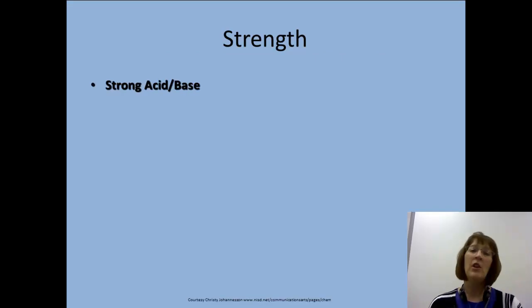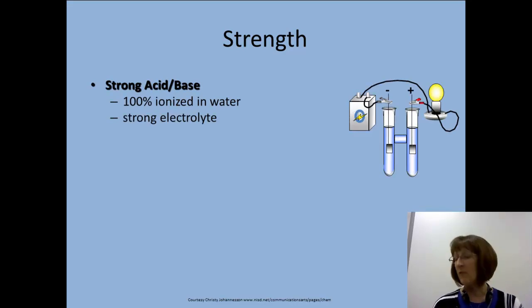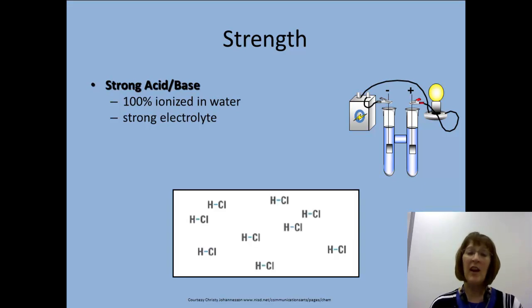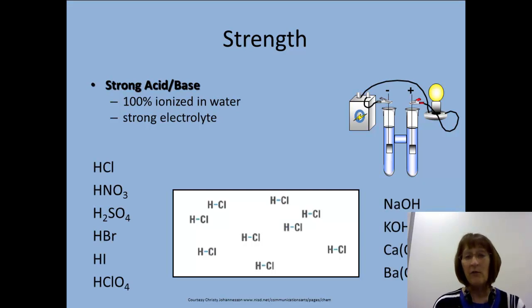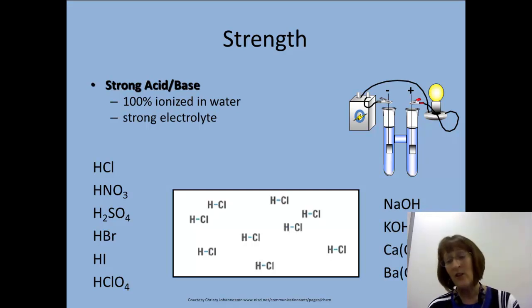Strong acids and bases are 100% ionized in water. They're strong electrolytes. It lights up the little light bulb over there very nicely. When you have the H and the Cl, they completely separate. All of the H's separate from all of the chlorines. Examples of strong acids are on the left-hand side: HCl, HNO3, H2SO4, HBr, HI, HClO4. On the right-hand side, you have some strong bases: sodium hydroxide, potassium hydroxide, calcium hydroxide, barium hydroxide.